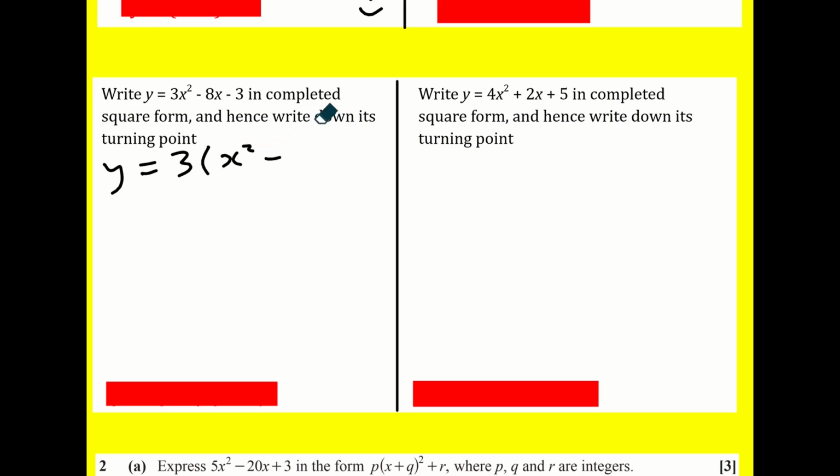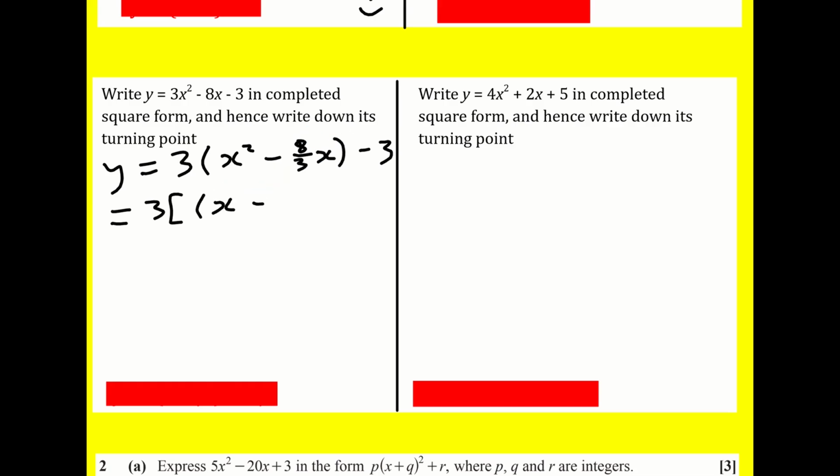Is it trickier? I don't know if tricky is the right word. So I'm going to get 8 over 3x. I'm going to write it as 8 over 3x. You might write it as 8x over 3. I like to get the fraction there. And I'm not going to take the -3. I'm just going to leave that here. Right. Same again. Complete the square on this. It's just fractions going on.